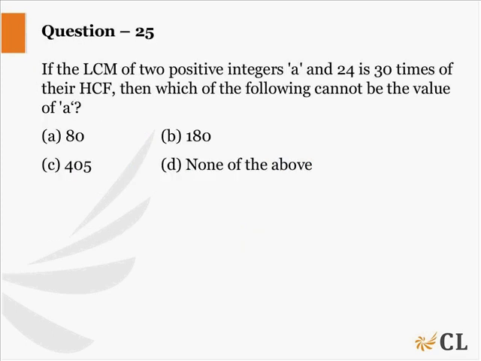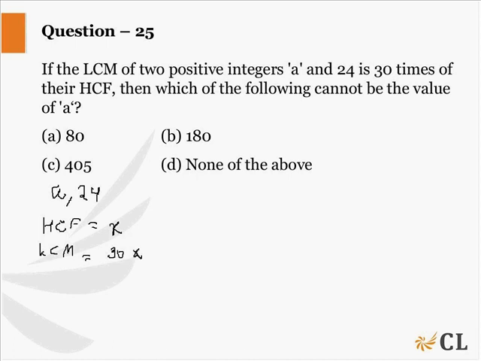Second is a slightly tough question. LCM of two positive integers A and 24 is 30 times of their HCF. So one number is A, one number is 24. Their LCM is 30 times of HCF. So if I assume the HCF is X, for example, so LCM would have been 30 into X. Clear with this part, right?